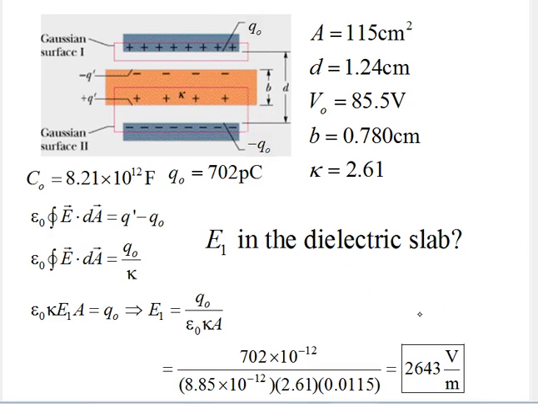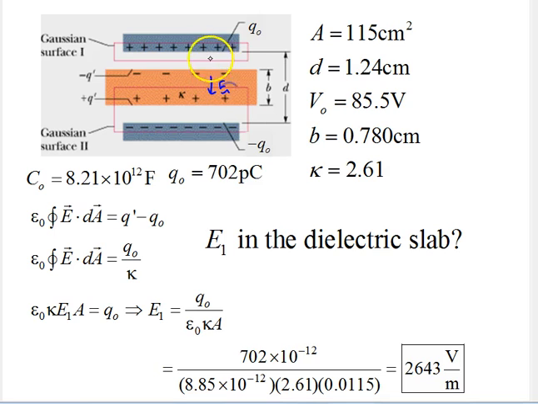Then we can find our electric field in the dielectric slab. In that dielectric slab, our kappa is equal to 2.61. And we have used our theory here that Q minus Q naught, that's equal to Q naught over kappa, right? So we can change our Gauss's law, and we can find our E1 is just our Q naught over kappa epsilon naught A, and we get our electric field E1 here.